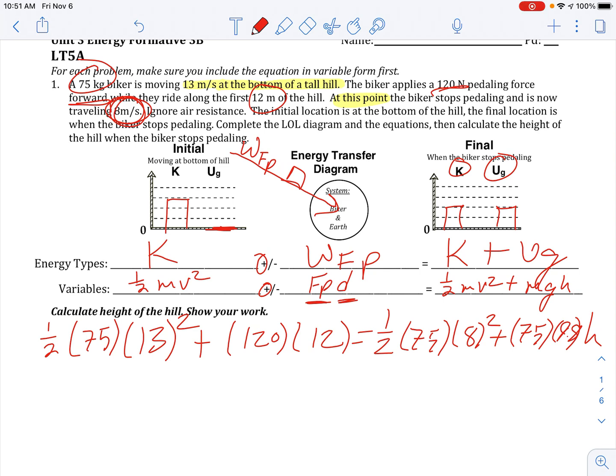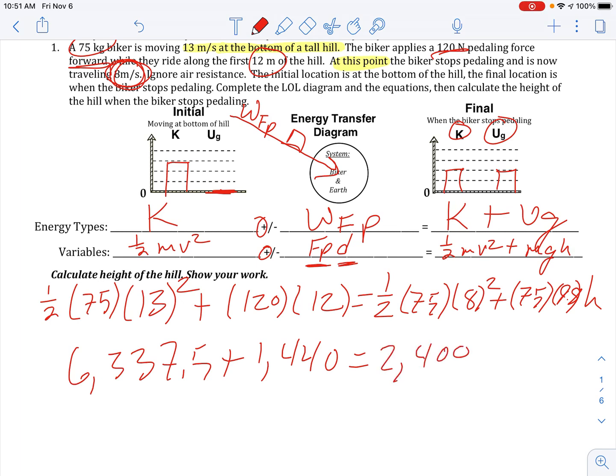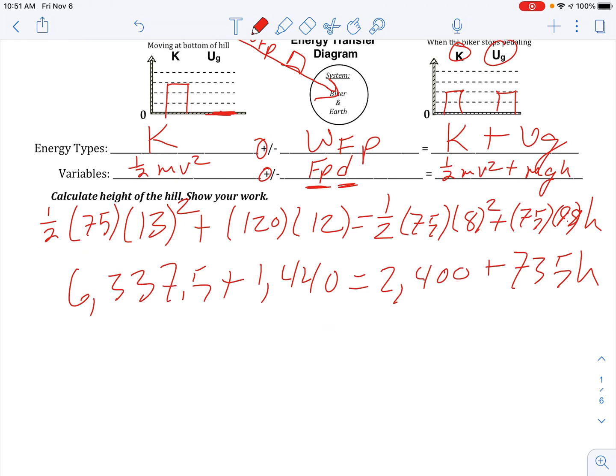Now we multiply these things together. 1/2 times 75 times 13 squared is 6,337.5. 120 times 12 is 1,440. 1/2 times 75 times 8 squared is 2,400. And 75 times 9.8 is 735, and that h is still there. That's a first step I always take: multiply everything together that I can. Now I'm going to combine these two.